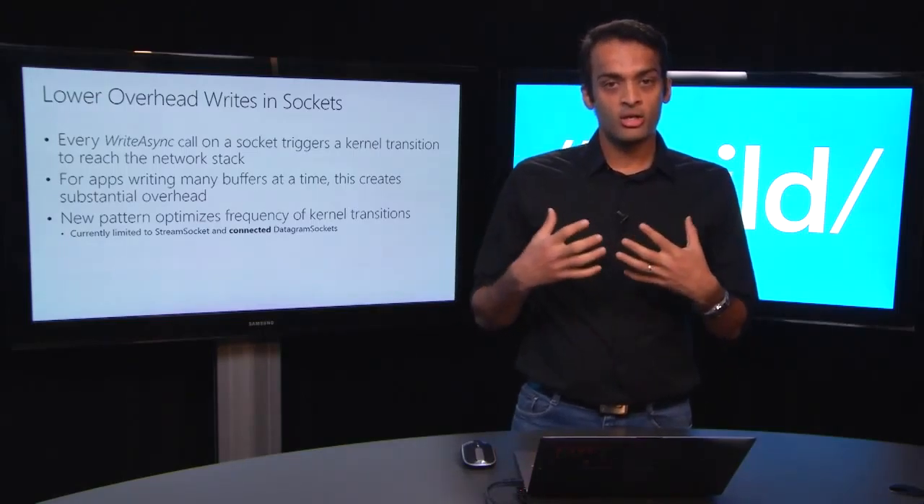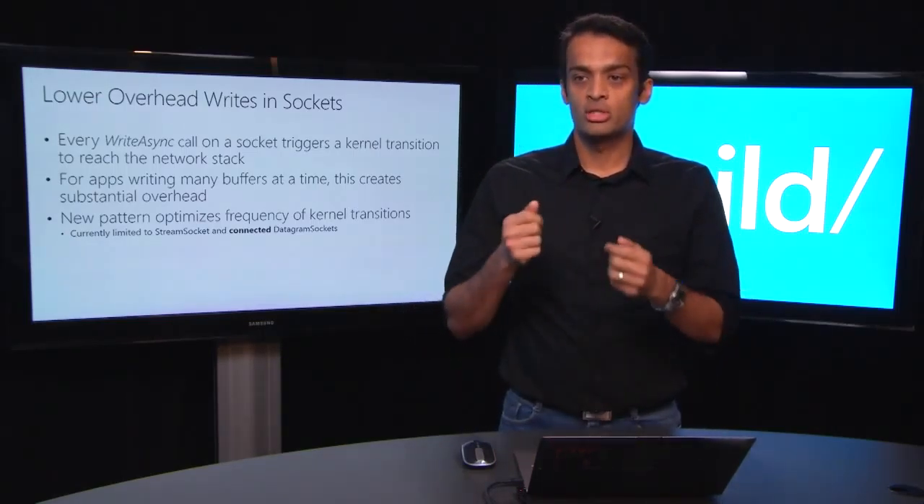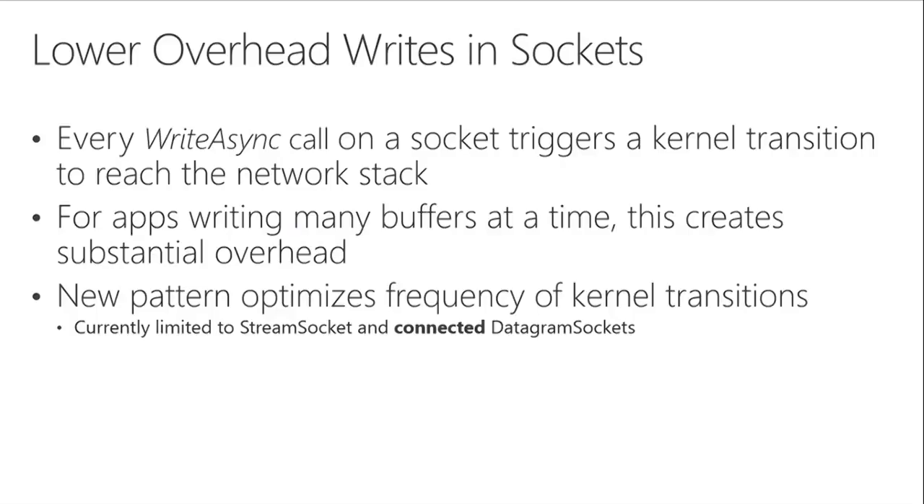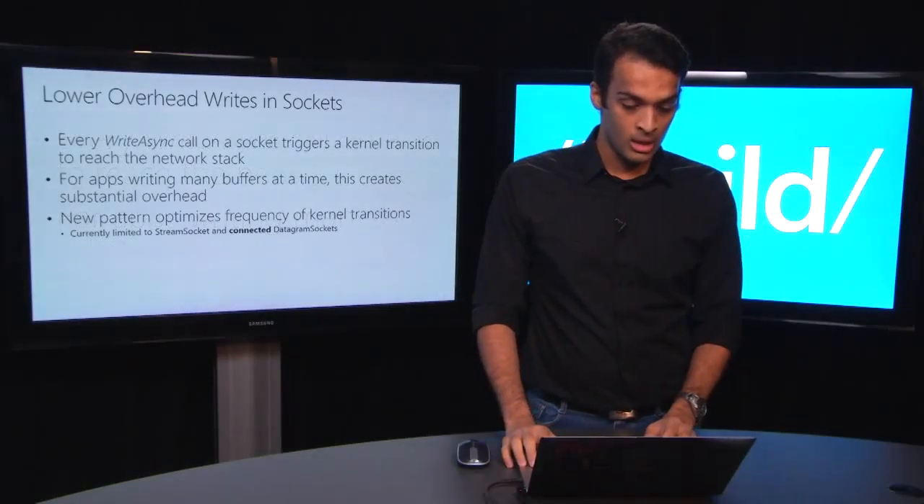So when we look at the write async operation on a socket, which is when you're sending data out, each write incurs a transition to kernel mode code and back into user mode. And this sort of creates a lot of overhead in that write path, and that's why apps such as VPN apps or VoIP apps that have many such data buffers being passed out incur a lot of overhead because of this. Now in Windows 10, we have enabled a new pattern that optimizes this frequency of kernel transitions. Let's see how we do that.